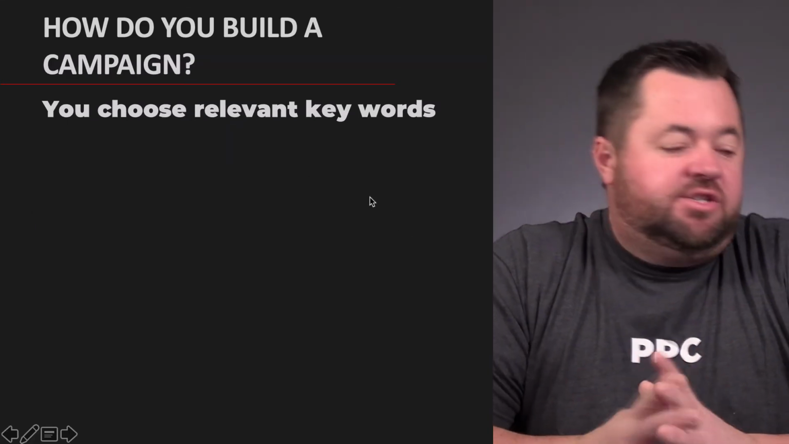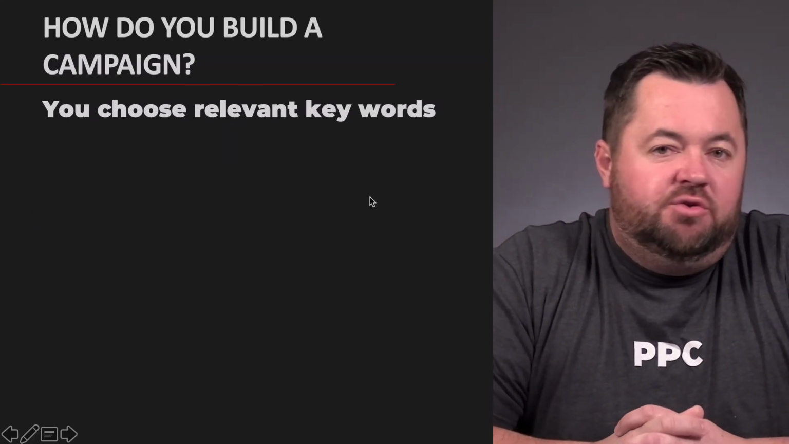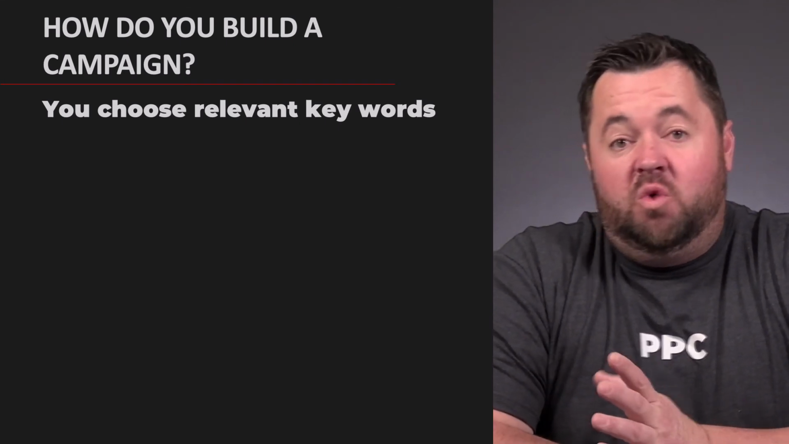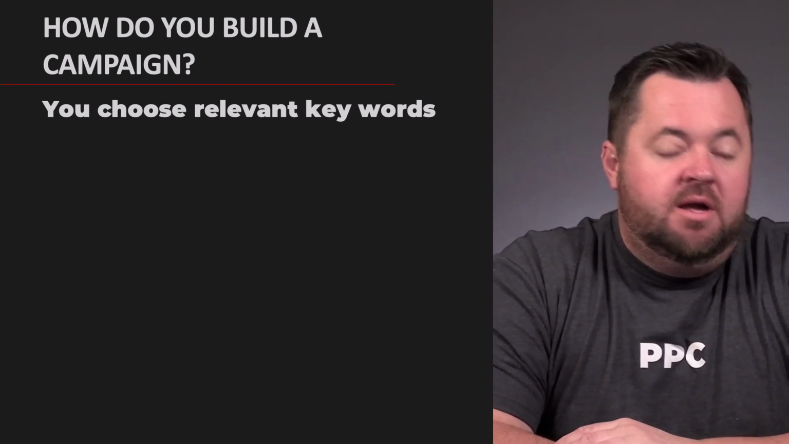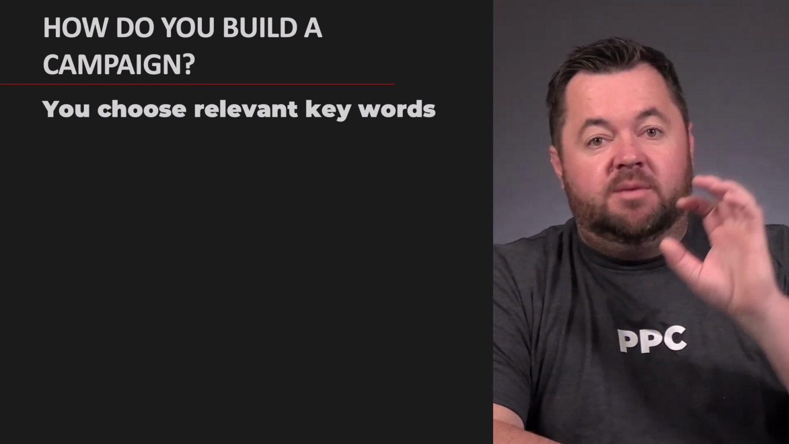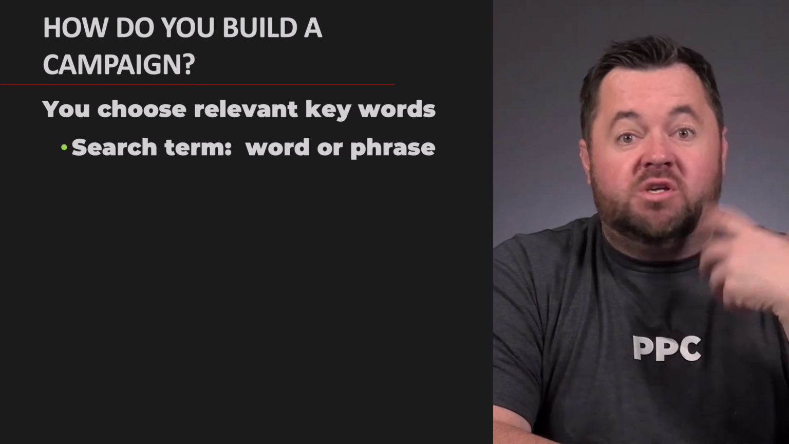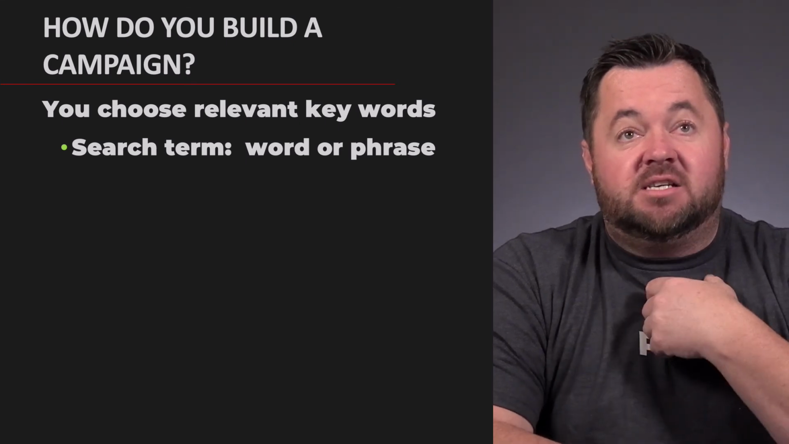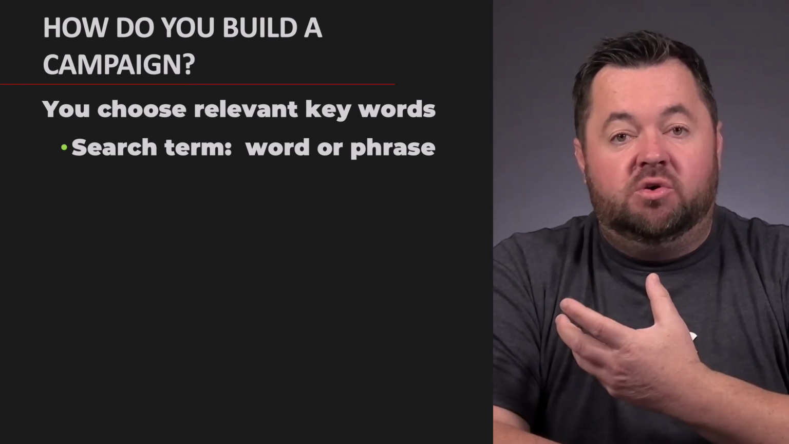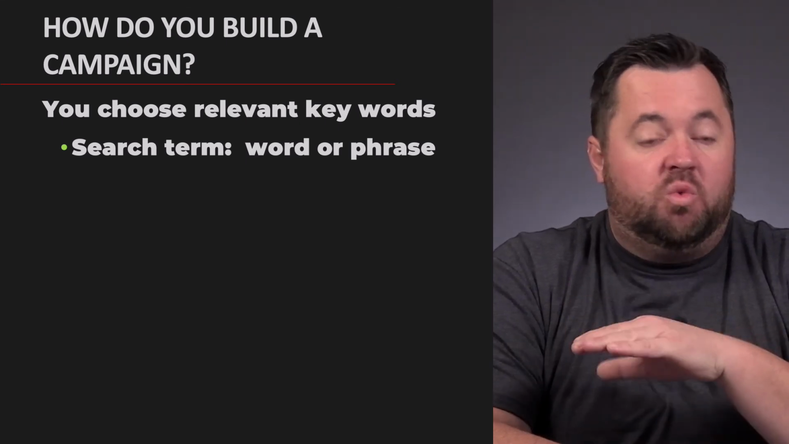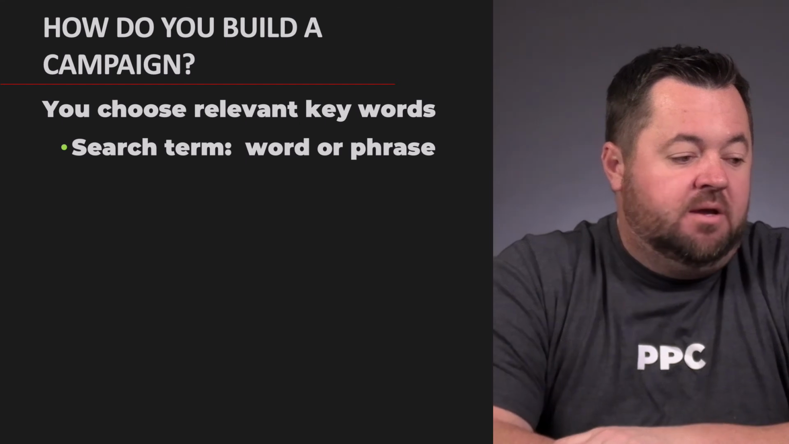So when you build a search campaign, one of the very first things that you do is you have to choose relevant keywords. So you have to choose what words you want your ad to show for. It's going to be a search term, which is going to be either a single word or a phrase. Now, more words is more specificity, which means it's going to be more accurate to what you want to advertise for. And so it's always better to use more words in your search phrases.